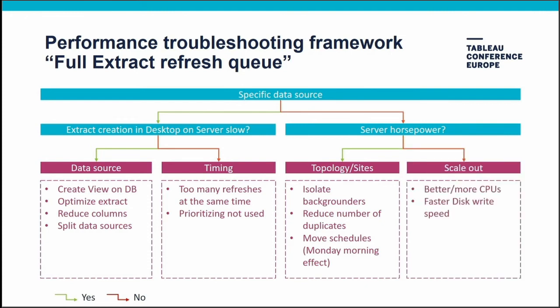Of course, the simplest thing, if it's not enough horsepower, if you still run your server on 8 vCPUs, which you shouldn't do, you should have 16 and it's consuming an 8-core license, then you of course need to put in a better CPU, maybe a faster disk so you have better read and write speeds, which is important when you create extracts.